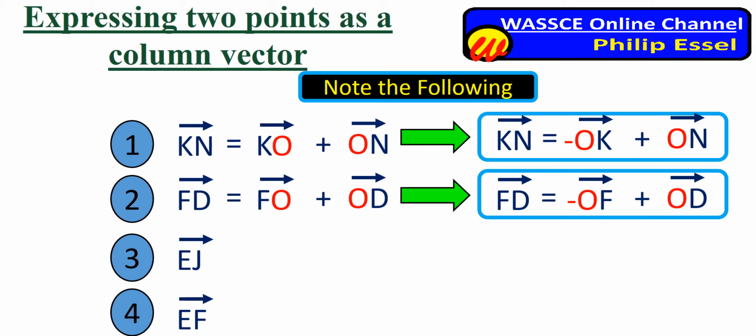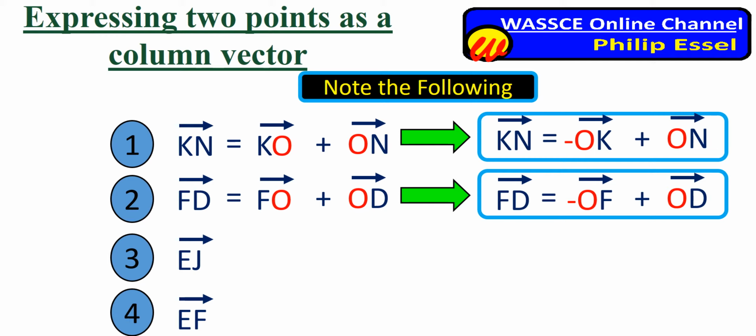So if we know the point F and the point D, we can easily come up with the position vectors of the point F and of the point D, and we will substitute them into the equation to come up with the value of the vector FD. It's as simple as that, and we'll be looking at that example in our next slide.